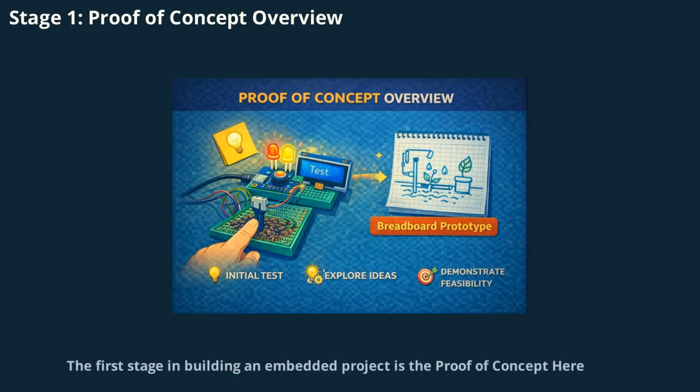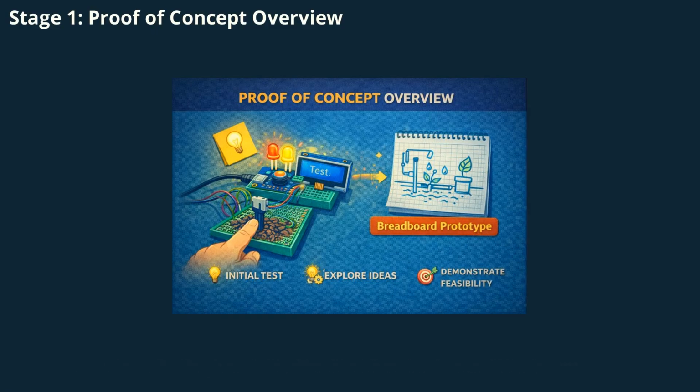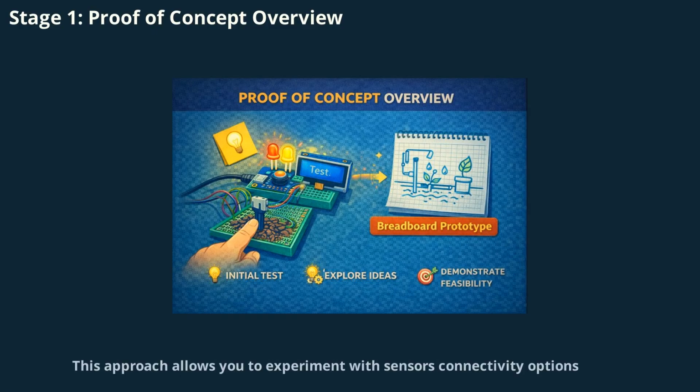The first stage in building an embedded project is the proof of concept. Here, the goal is to quickly test your core idea using simple tools like breadboards or development boards. This approach allows you to experiment with sensors, connectivity options, and basic hardware without committing to expensive custom designs. By keeping things simple, you can validate feasibility and identify potential issues early on. Let's look at how to make the most of this phase.